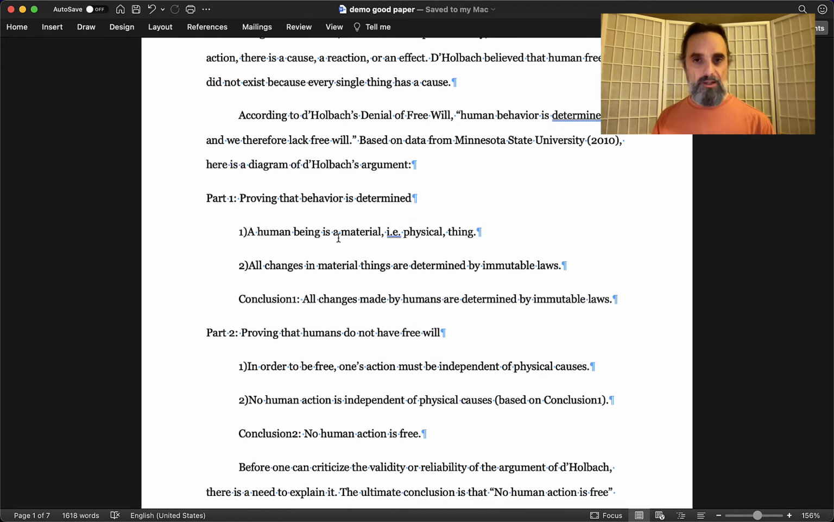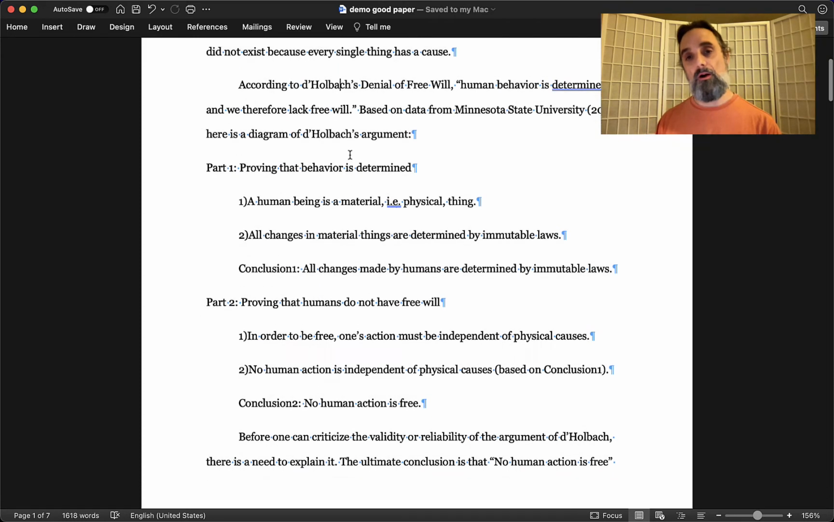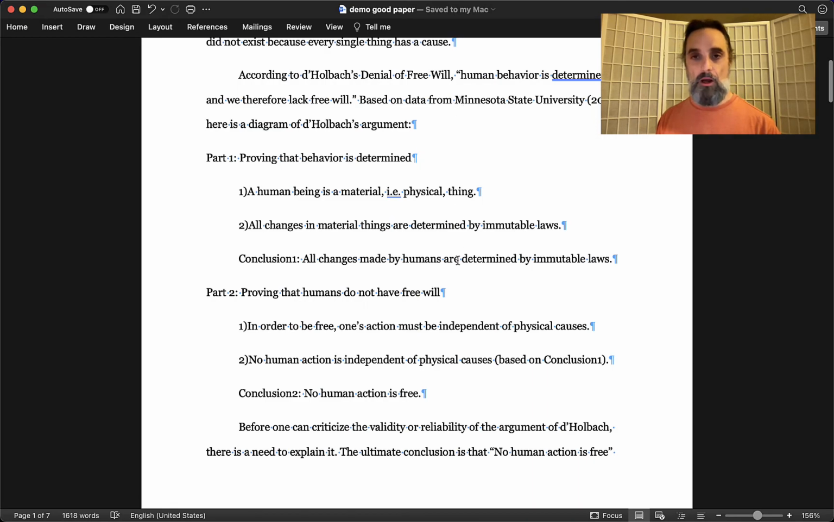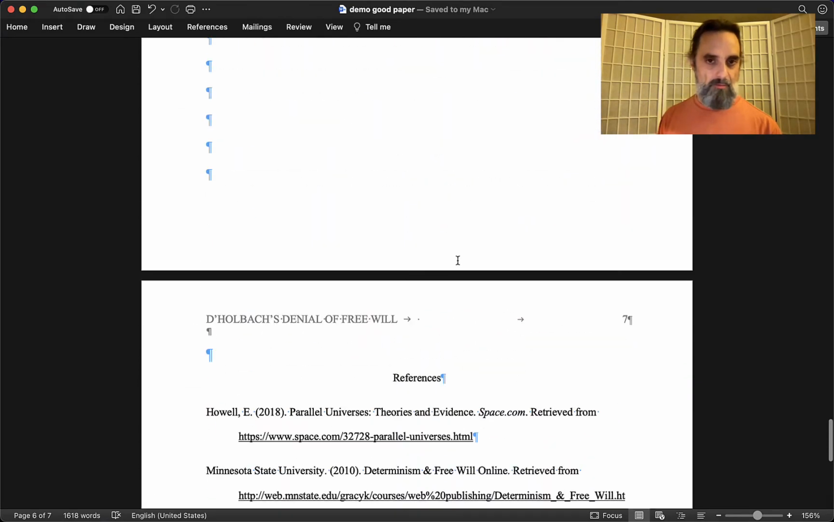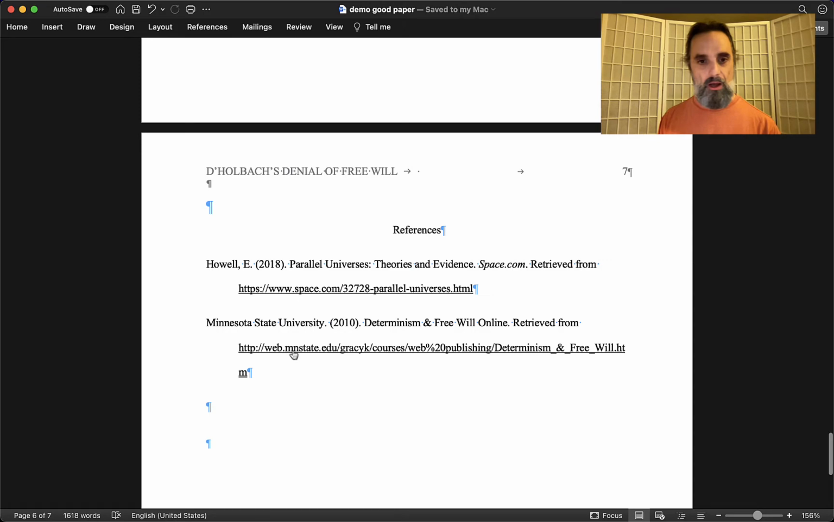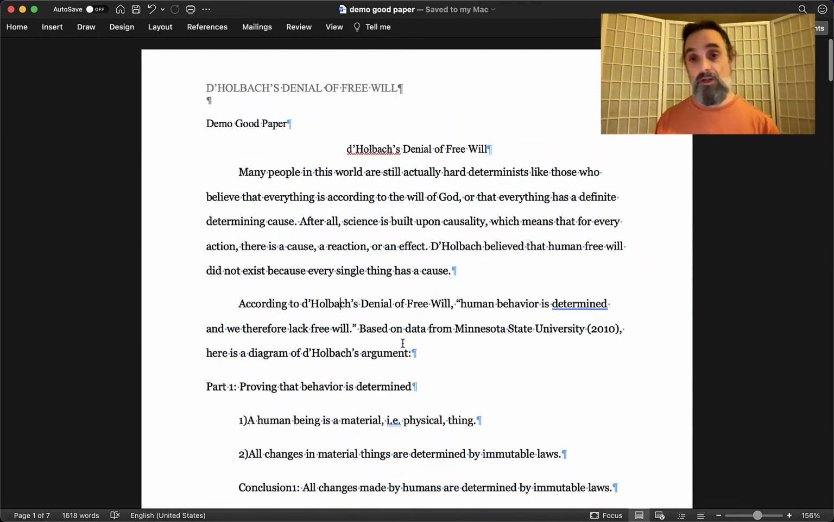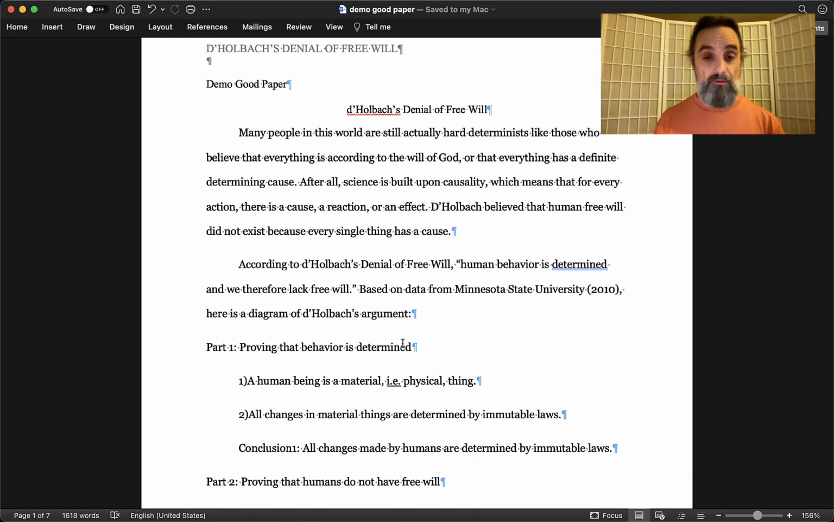According to de Holbach's Denial of Free Will, quote, human behavior is determined and therefore we lack free will, unquote, based on data from Minnesota State University 2010. Here is a diagram of de Holbach's argument. So the person who wrote this paper found a Minnesota State University 2010 page online and found it helpful in talking about the subject. So that's fine. They went out and found that, and they're guided by it, and they're telling us where they got it from.